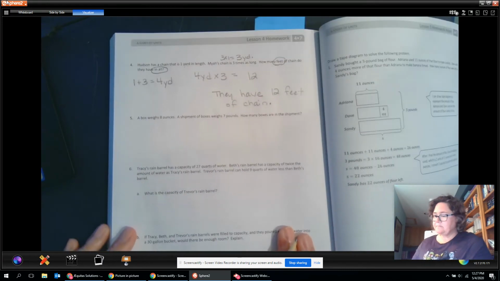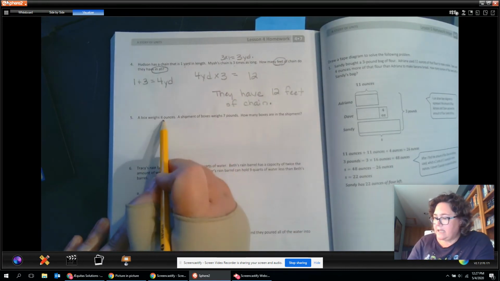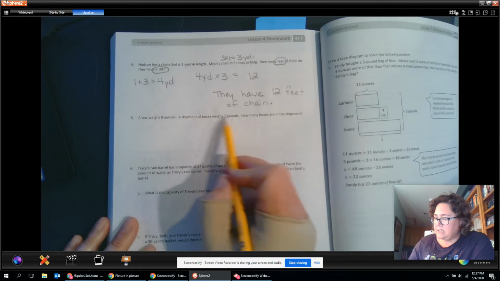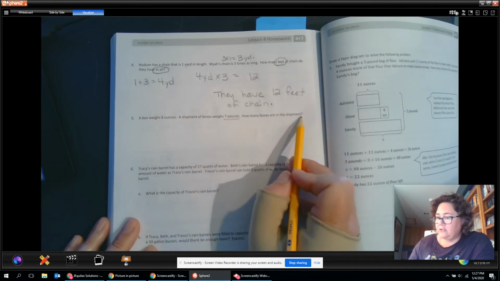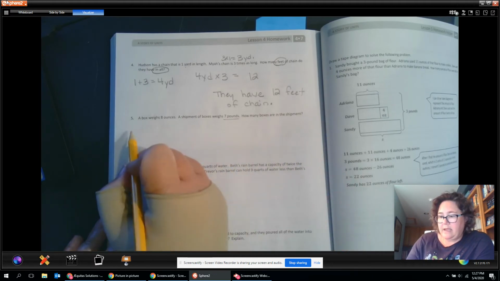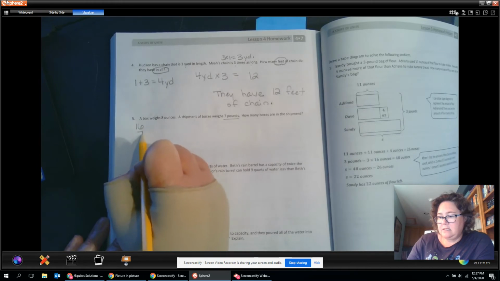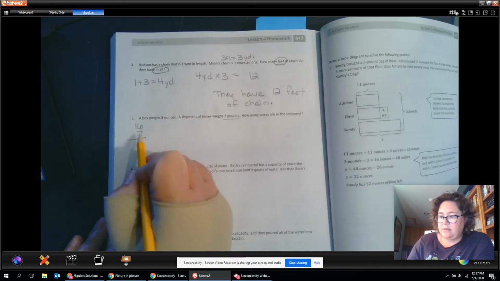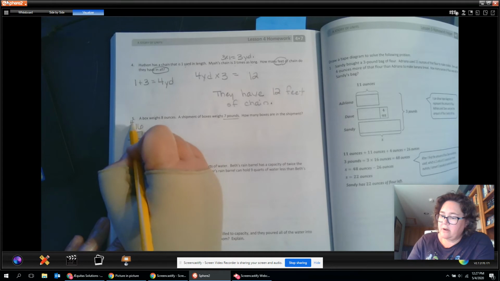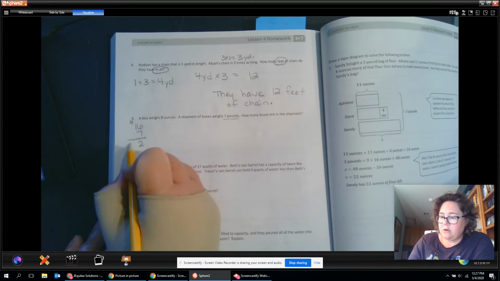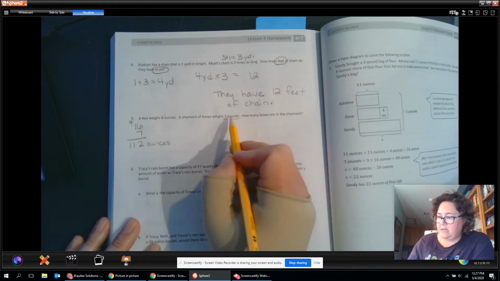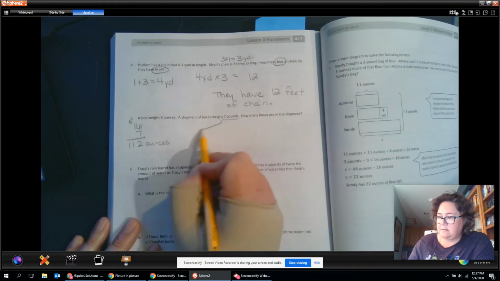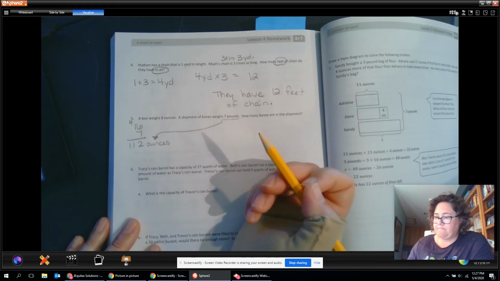All right. Number 5, a box weighs 8 ounces. A shipment of boxes weighs 7 pounds. How many boxes are in the shipment? Ooh. All right. So 16 ounces in a pound. So we're dealing with that 42, carry that 4, that's 7 plus 4. So we're dealing with this many ounces right here, right? These boxes. That's this part.